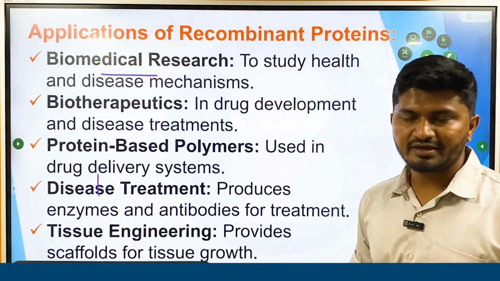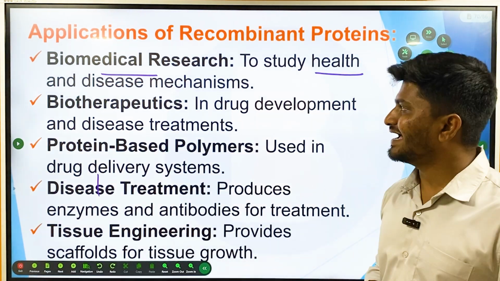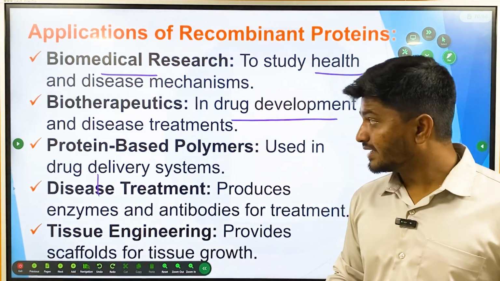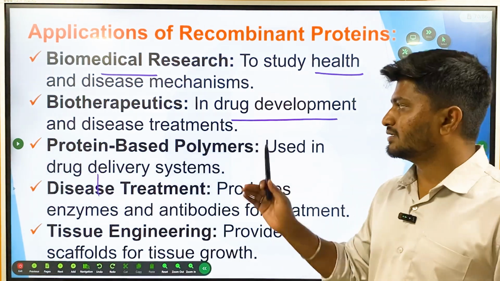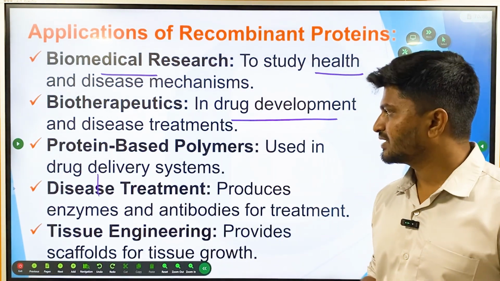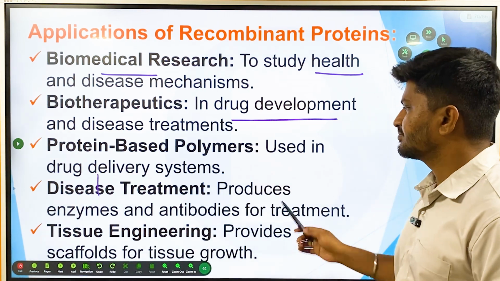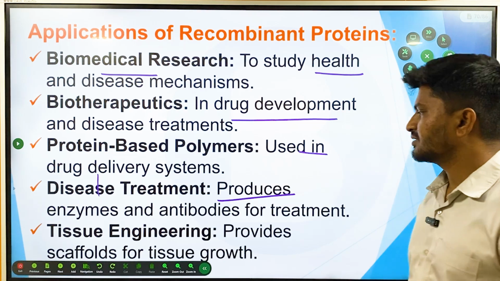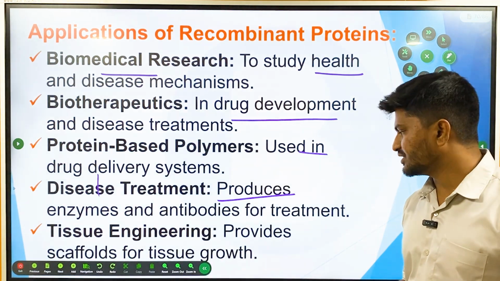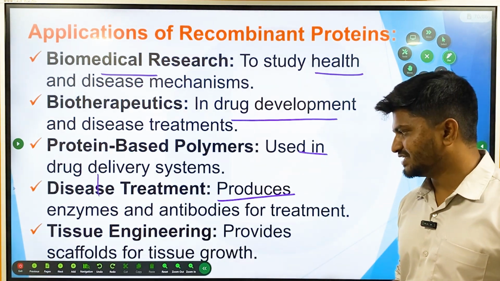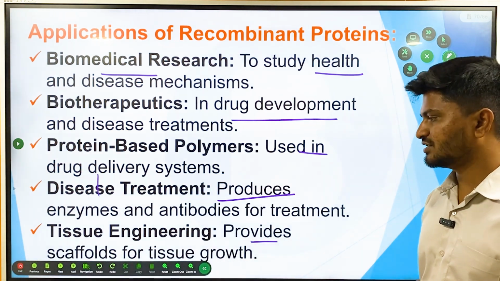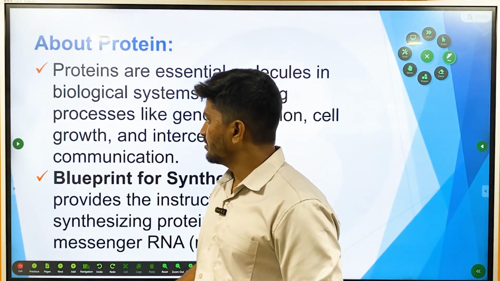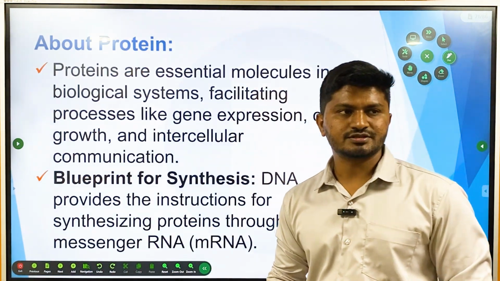applications are for biomedical research to study health and disease mechanisms, biotherapeutics, in drug development and disease treatments are also where recombinant protein is used. Then protein based polymers, these are used in drug delivery systems. Then disease treatment, where it produces enzymes and antibodies for treatment. Then tissue engineering, provides scaffolds for tissue growth. Okay, these are the various applications of monoclonal and recombinant proteins.